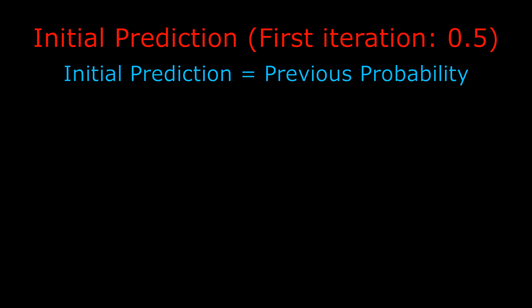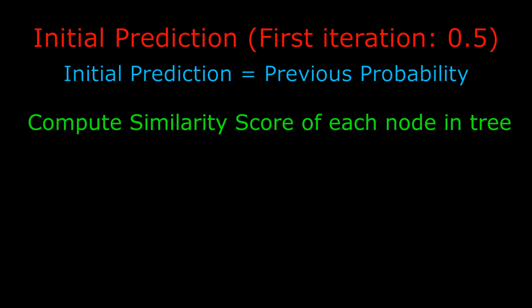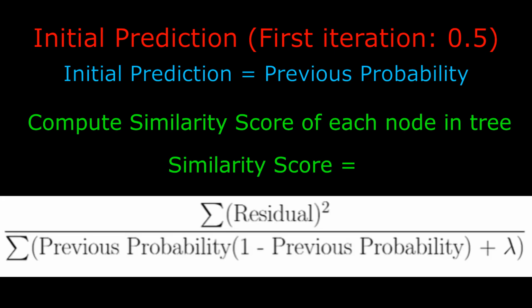Once you have calculated the initial prediction, you will then use it to help calculate the similarity score. The similarity score is defined as the sum of the residuals squared, divided by the sum of the previous probability times 1 minus the previous probability, plus lambda. Lambda is a regularization term, and it reduces the similarity score, thus making the nodes a lot easier to prune, and this helps prevent the tree from overfitting and becoming way too large.